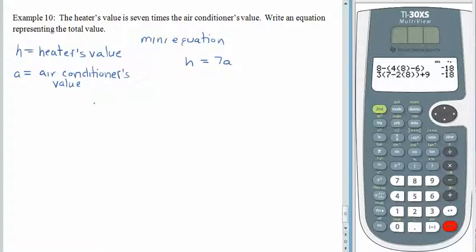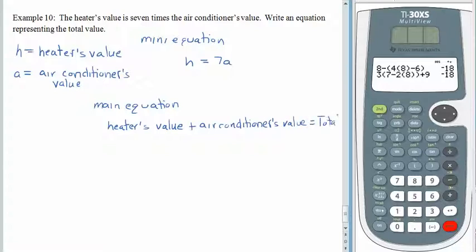Our main equation is the one that talks about the total. So the heater's value plus the air conditioner's value will give us the total. Okay, heater's value, that's H, plus air conditioner's value, that's A, equals the total, we'll call it T.